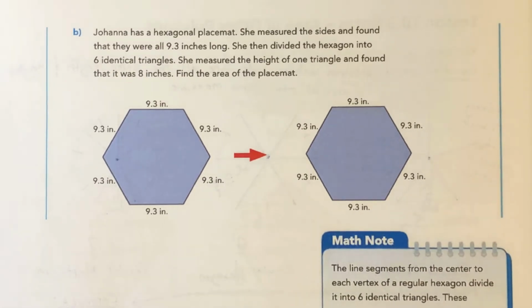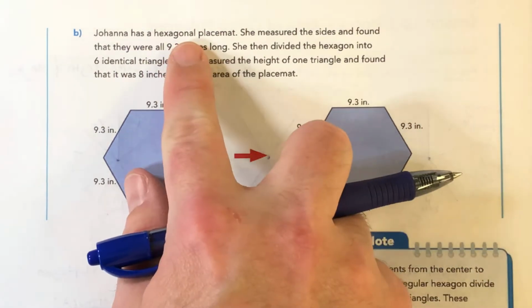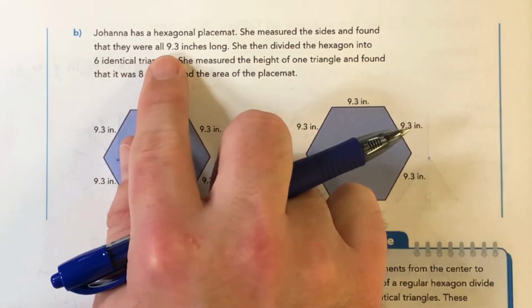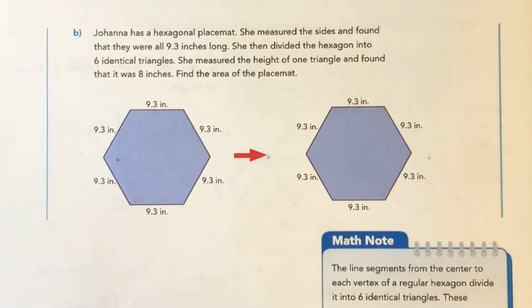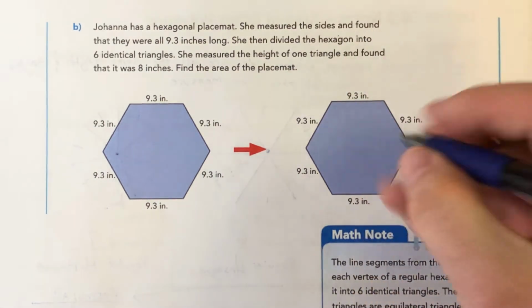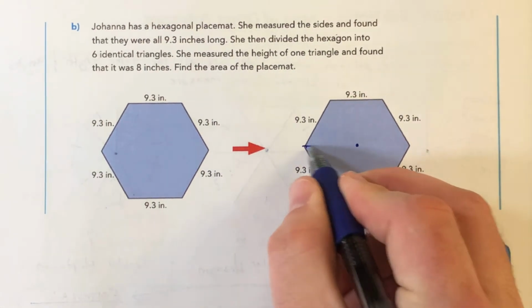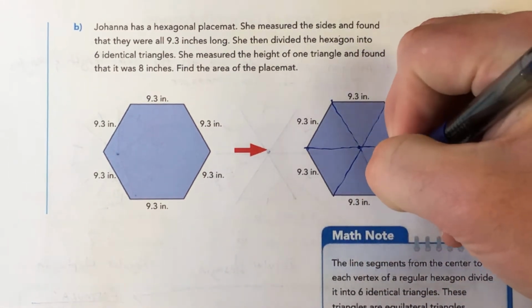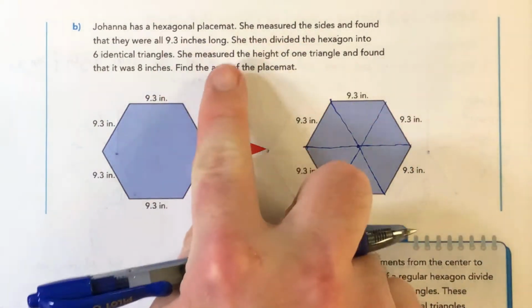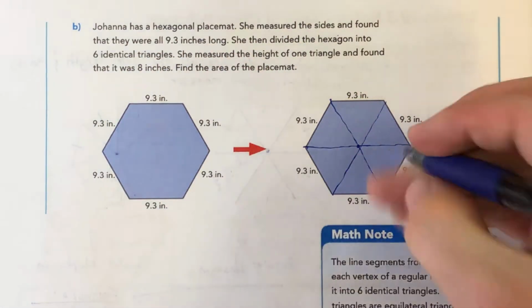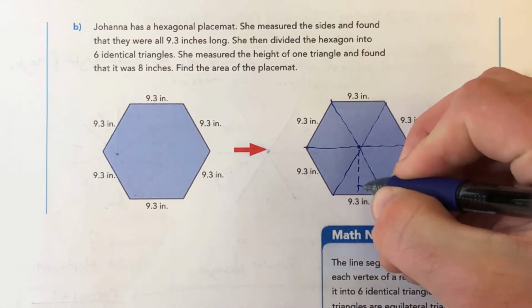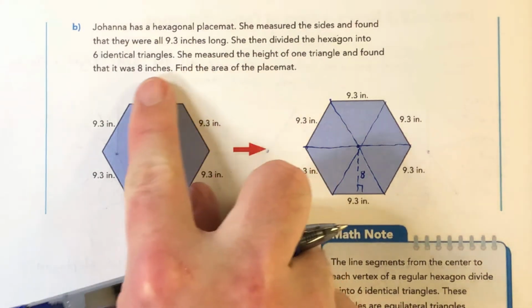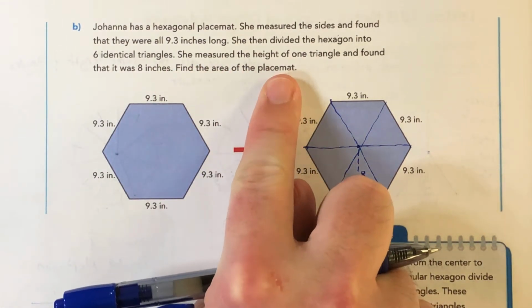Joanna has a hexagonal placemat. Hexagonal simply means 6 sides, as you can see in the picture. She measured the sides and found that they were all 9.3 inches long. Then she divided the hexagon into 6 identical triangles. She measured the height of one of the triangles and found it to be 8 inches. Find the area of the placemat.